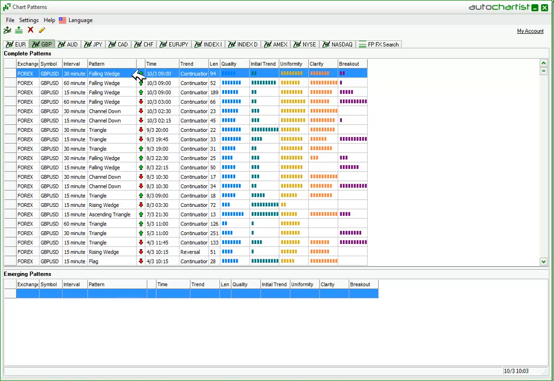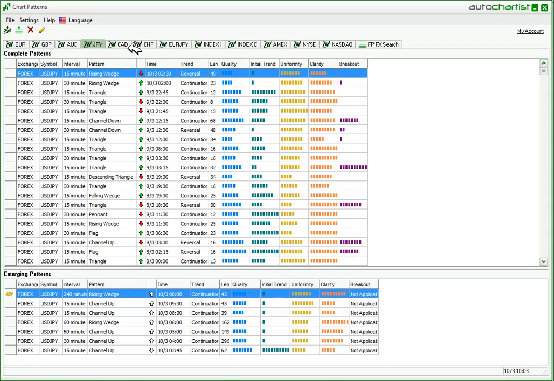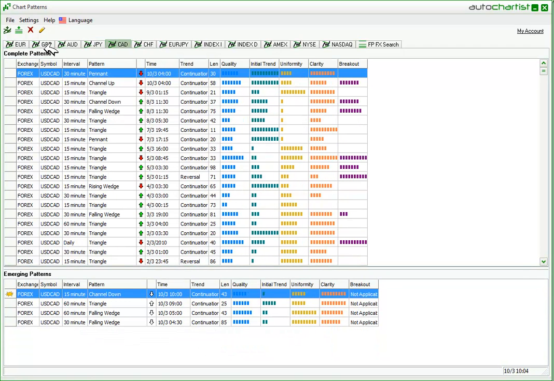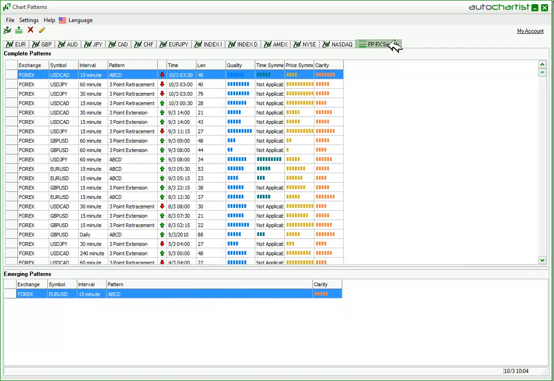And notice this is just something individual that I've done with this particular AutoChartist copy. You can set this up however you'd like. I like to have a tab for each one of the pairs that I track. So you'll notice here I've got the Euro US dollar, the British pound US dollar, the Aussie, and so forth, as well as some of the indices and stocks that I watch as well. Okay, so this platform actually reflects Forex, indices, and stocks, as well as the new Forex pattern search that's available.